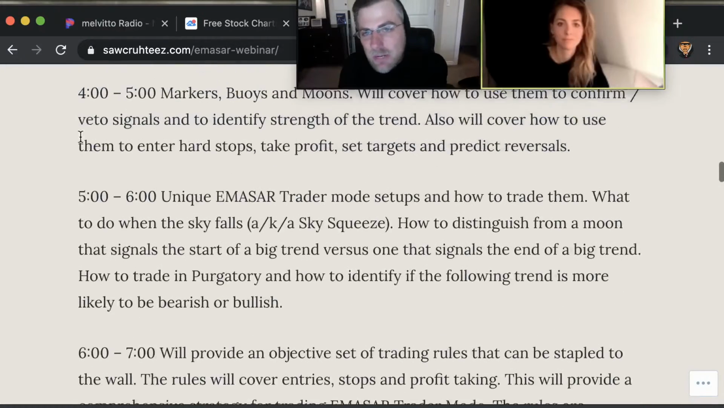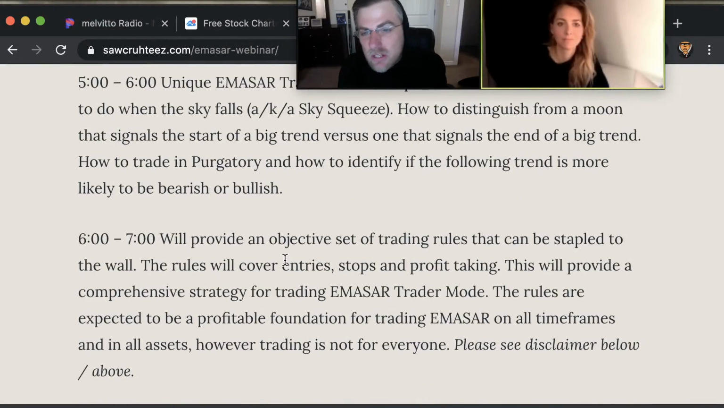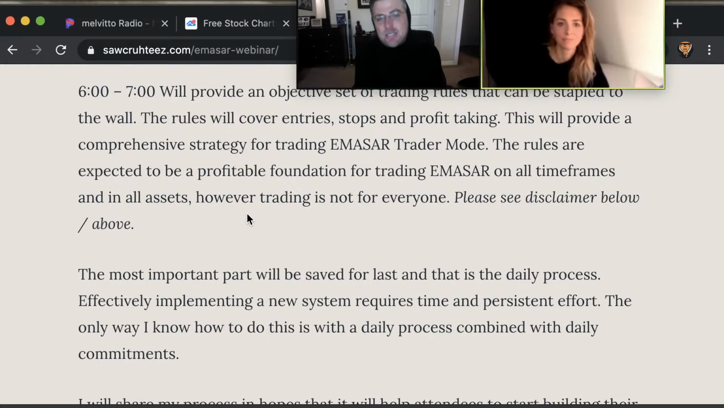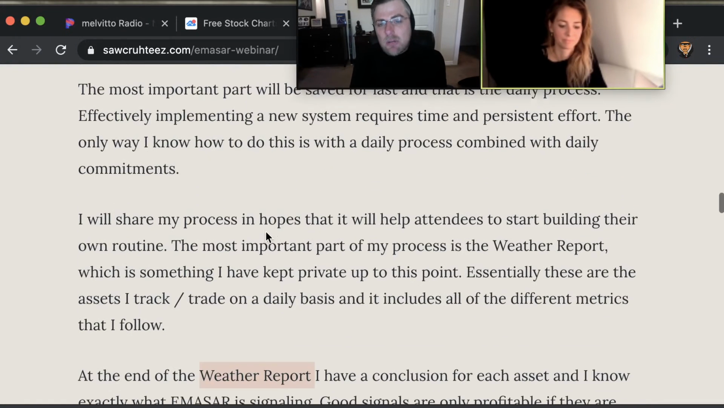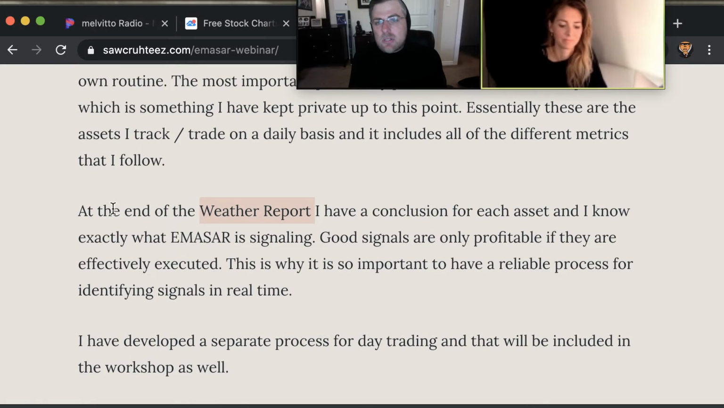and the most important part is going to be for people to set up a process, and that's going to be in the interim between the first and second session. It's going to be for people to really start to establish a process of their own, and I'm going to be sharing my process, which I'm calling the weather report, and that is my live analysis of live markets in real time each day.